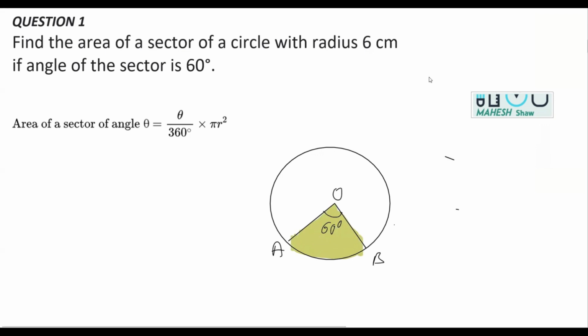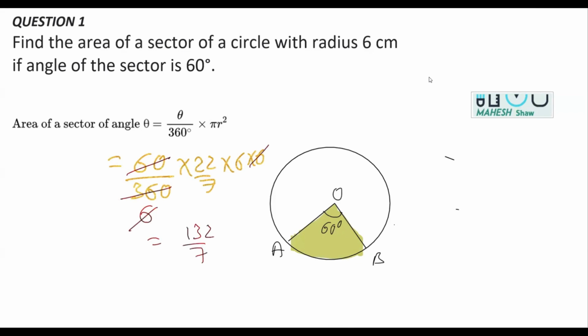So we know that's a minor sector. And we have a formula here. Area of a sector is what? Theta over 360. Theta is 60 over 360, multiplied by pi, which is not mentioned, so 22 over 7, into r square. r is 6, so 6 into 6. But I can see that these can be reduced. The zeros get cancelled. So 6 sixes are 36. I can further cancel these 6. So it's 6 into 2, that is 12. 132 over 7 centimeter square is the answer.